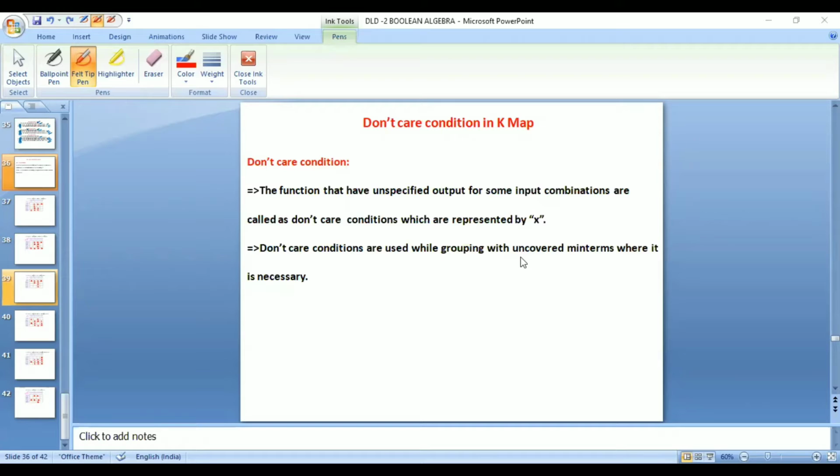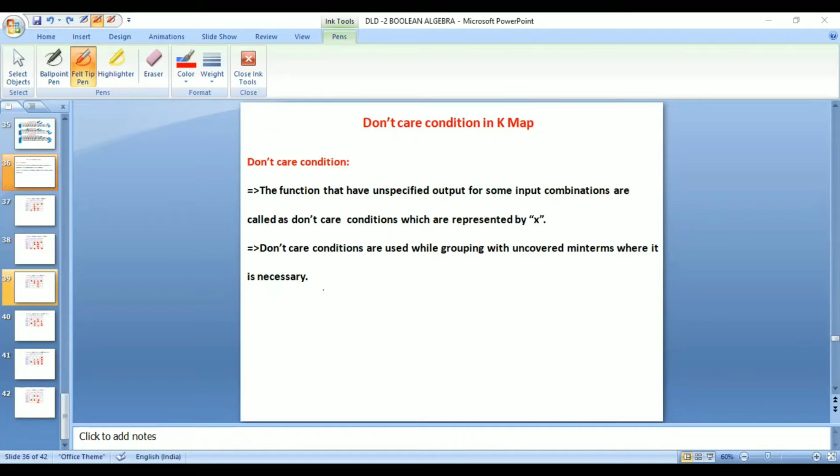In this video, we are going to discuss don't care conditions in KMAP problems. First of all, what are these don't care conditions? The function that has unspecified output, that output may be a 0 or 1. The function that has unspecified output for some input combinations are called don't care conditions, which are represented by X.